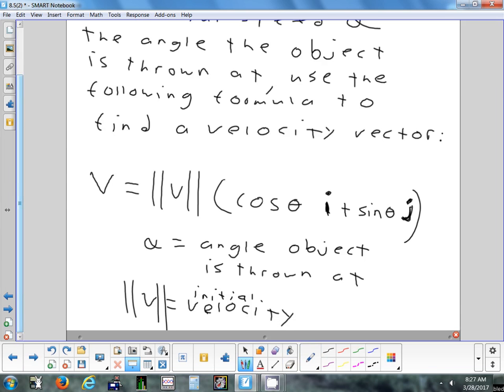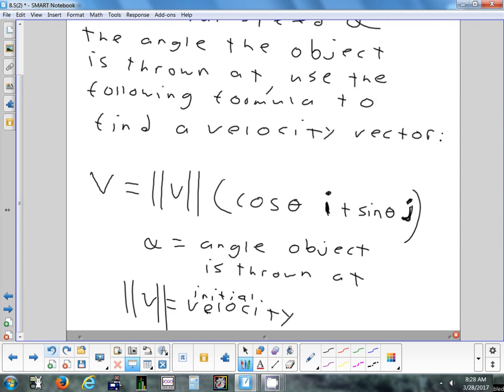Okay, it's important that I added those bars because v is not the initial velocity. The magnitude of v is the initial velocity. And technically v is a vector. So to make it clear, either take V and make it look bold, or put the arrow on top of it.